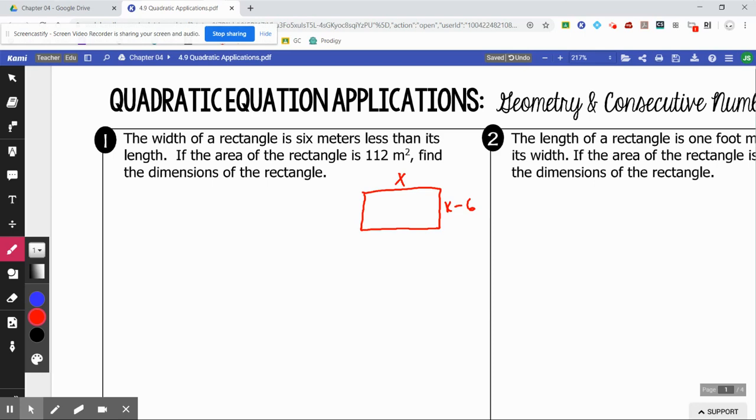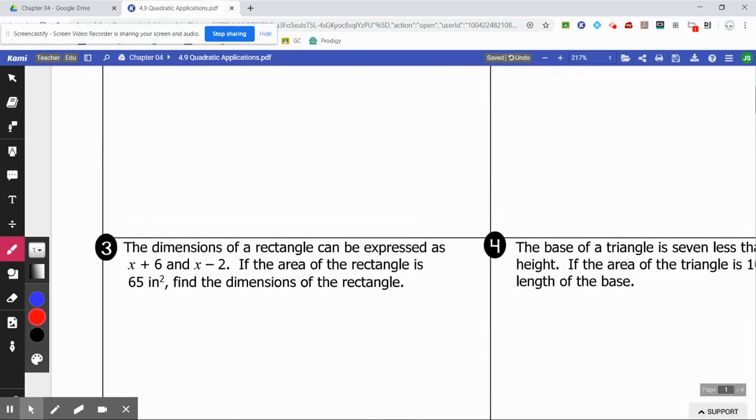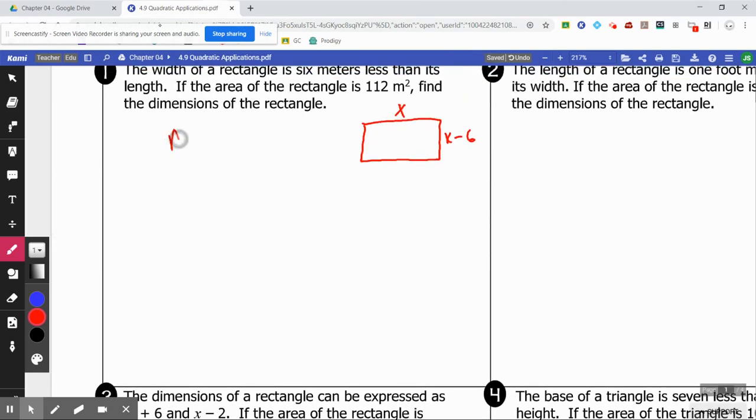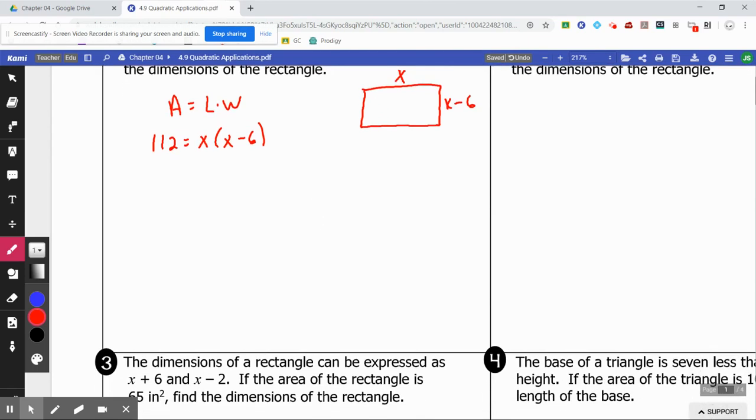Now, if you remember how to find the area, the area is equal to the length times the width. Since the area is 112, that means that 112 is equal to length times width, which is x times x minus 6. Now, this is going to be a quadratic equation. Once we find the solutions, then we're done. So let's see if we can figure out what x is.